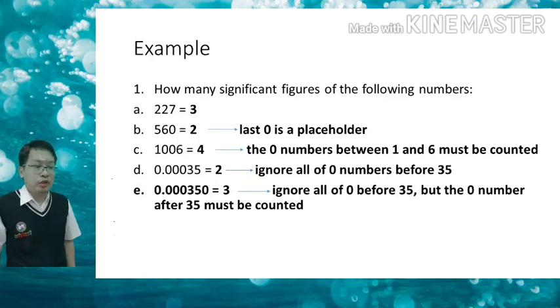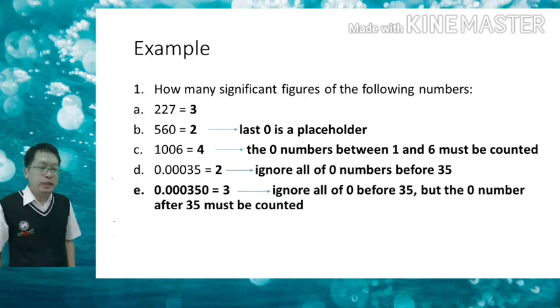So as you can see from example number 1A, I give you 227. How many significant figures? Basically, I don't make specific rules, but I really give you answer because this one recall back the knowledge. So 227, you count one by one. 227, the total significant figures become 3.